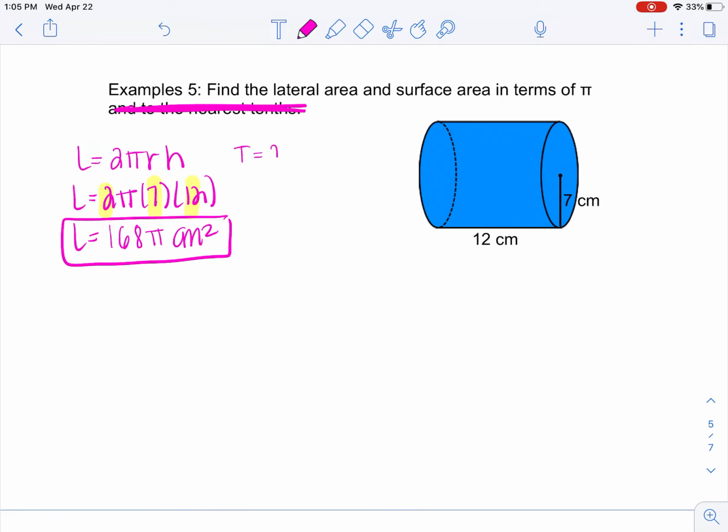Total surface area, 2 pi rh plus 2 pi r squared. Oh no, I don't have to do that. I'm wasting my time here. We already did 2 pi rh. It's 168 pi. So 168 pi plus 2 times pi times my radius, which is 7 squared.